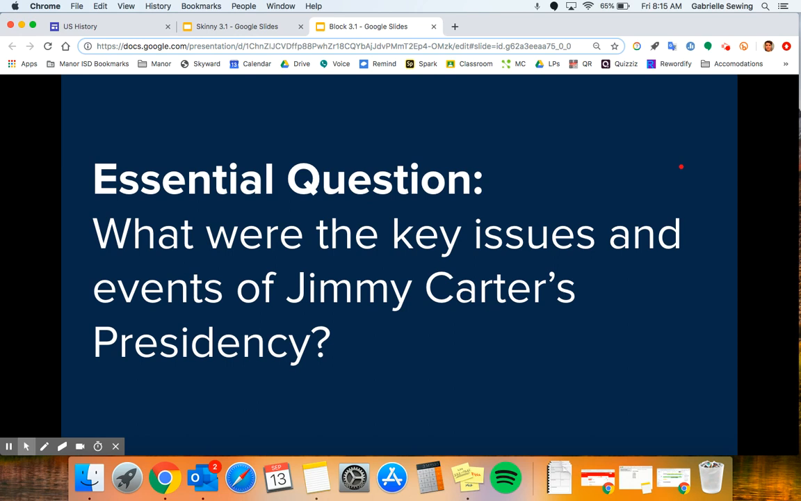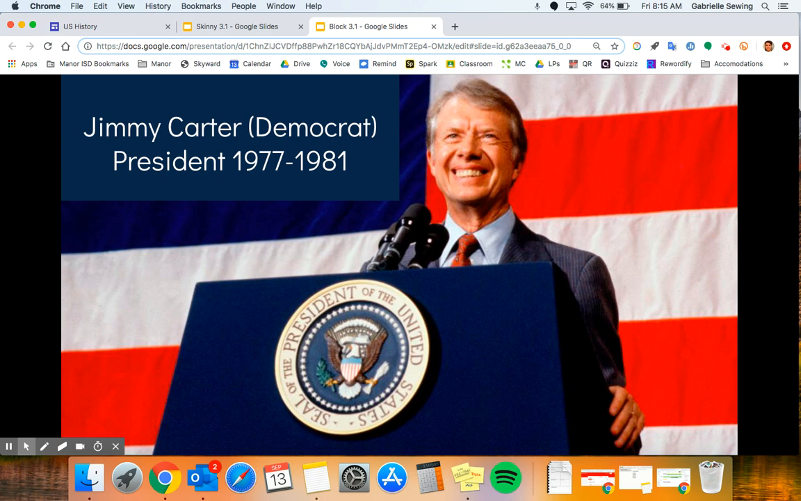Our essential question is, what were the key issues and major events of Jimmy Carter's presidency? So I've got the slides, you've got the guided notes. Follow along with me, adding to your notes as we go, starting with our essential question on the top box. But today we are focused all on this man. This is Jimmy Carter. He was president from 1977 to 1981, and he was a Democrat.